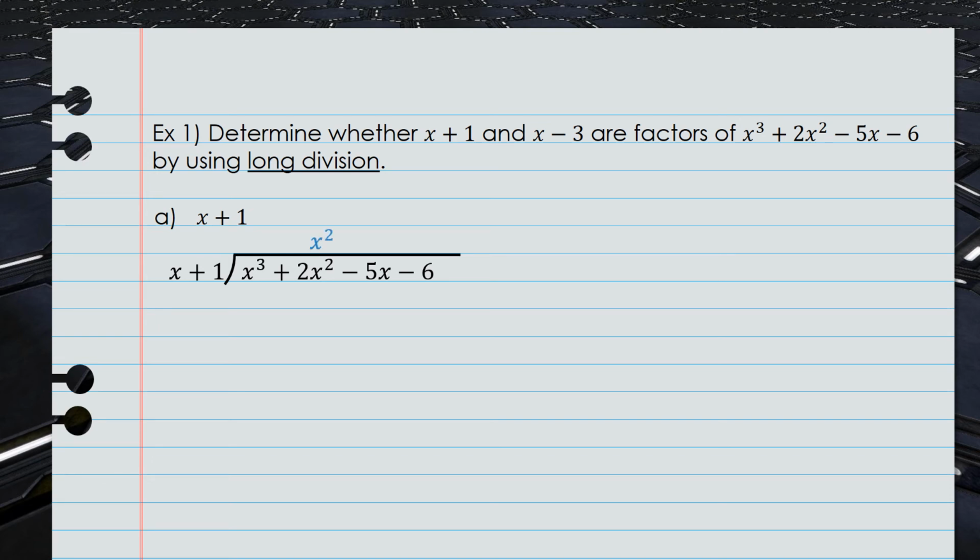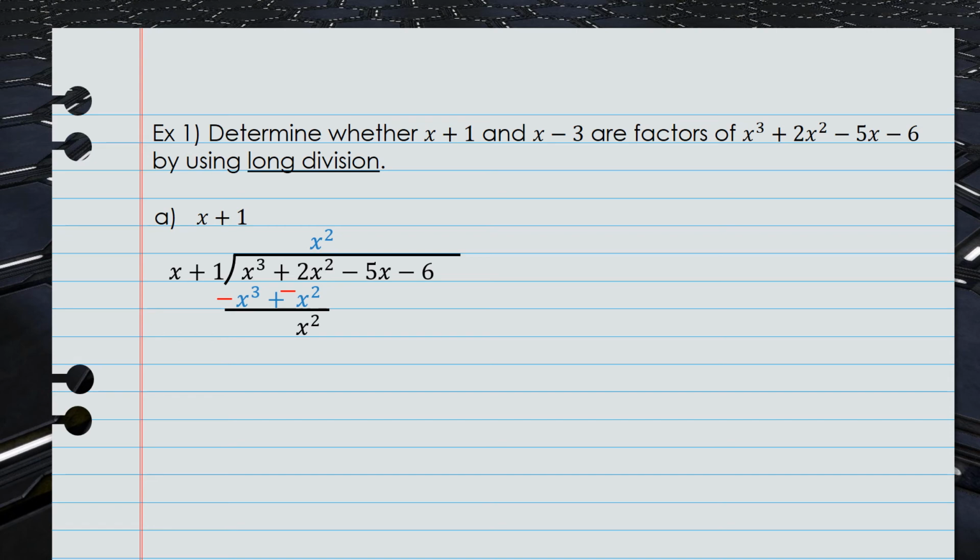Now we're ready to multiply. X squared times x plus 1 gives us x cubed plus x squared. Now we're ready to subtract. To subtract, we draw the line and change the signs. Now we're ready to actually do the subtraction. X cubed minus x cubed cancels. Next, we have 2x squared minus x squared. That gives us x squared.